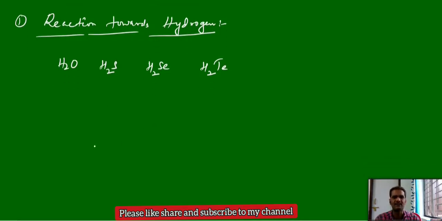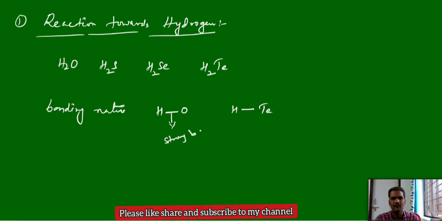First, the properties. First, we will see the bonding nature. What is the bonding nature? There is a hydrogen and element bond. Let us see hydrogen-oxygen, the first element, and hydrogen-tellurium, the last element. The electronegativity difference between hydrogen and oxygen is very high, so it can form a very strong bond. And for hydrogen-tellurium, the electronegativity difference is very small, so it can form a very weak bond.